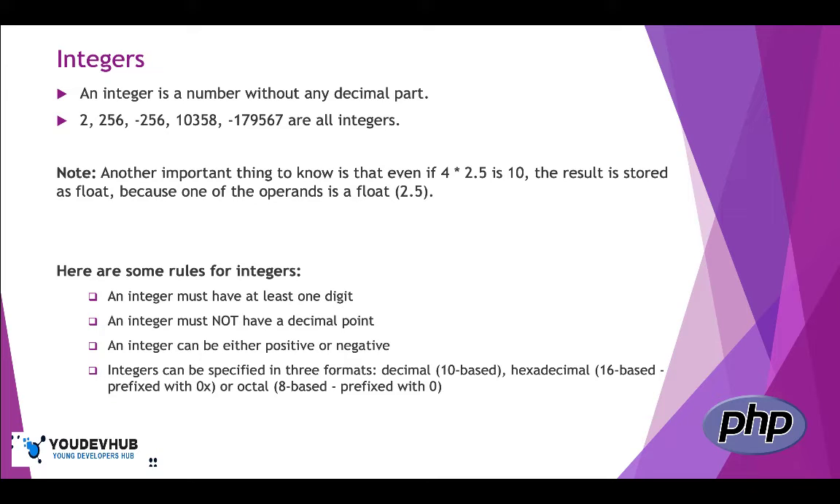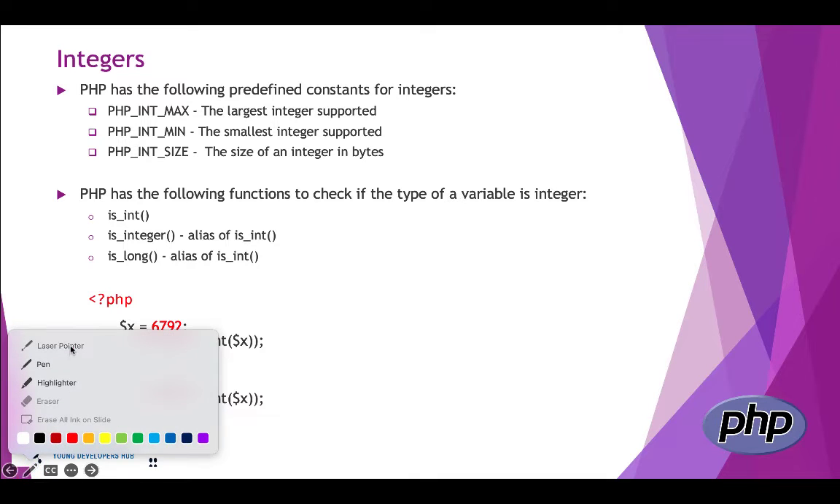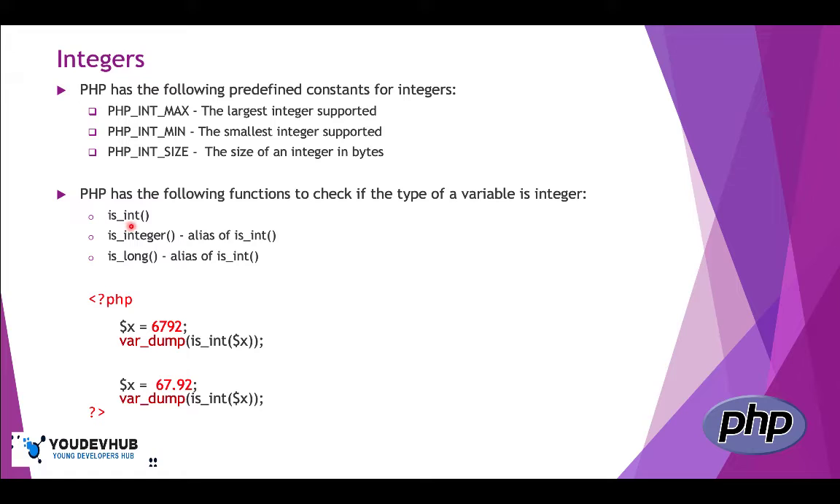An integer must have at least 1 digit. An integer must not have a decimal point. An integer can either be positive or negative. Integers can be specified in 3 formats, which are decimal, base 10, hexadecimal, base 16, and octal. We have some functions for integers, like is_int, which is to verify whether it's an integer or not. We have this example below.